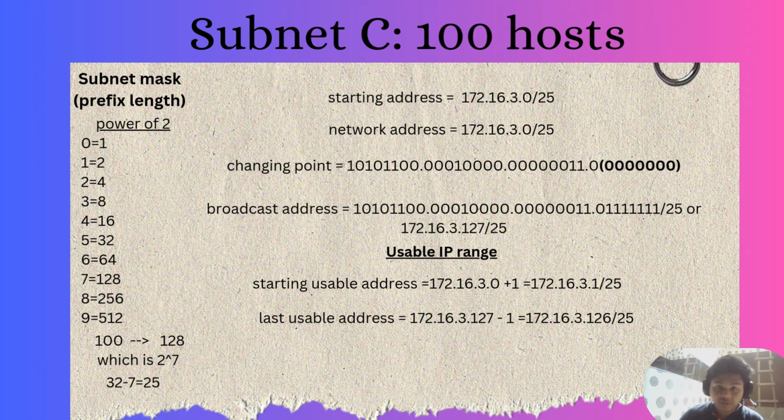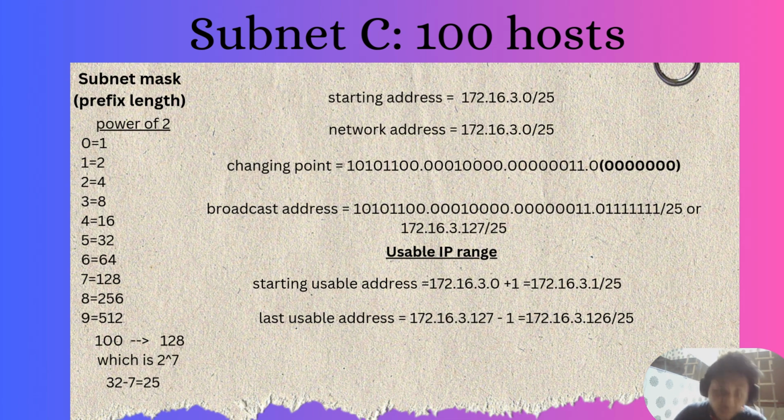This is because in binary, /25 means that the first 25 bits are fixed and the last 7 bits are for the host. So we can get the broadcast address by setting all host bits to 1, resulting in 172.16.3.127/25.